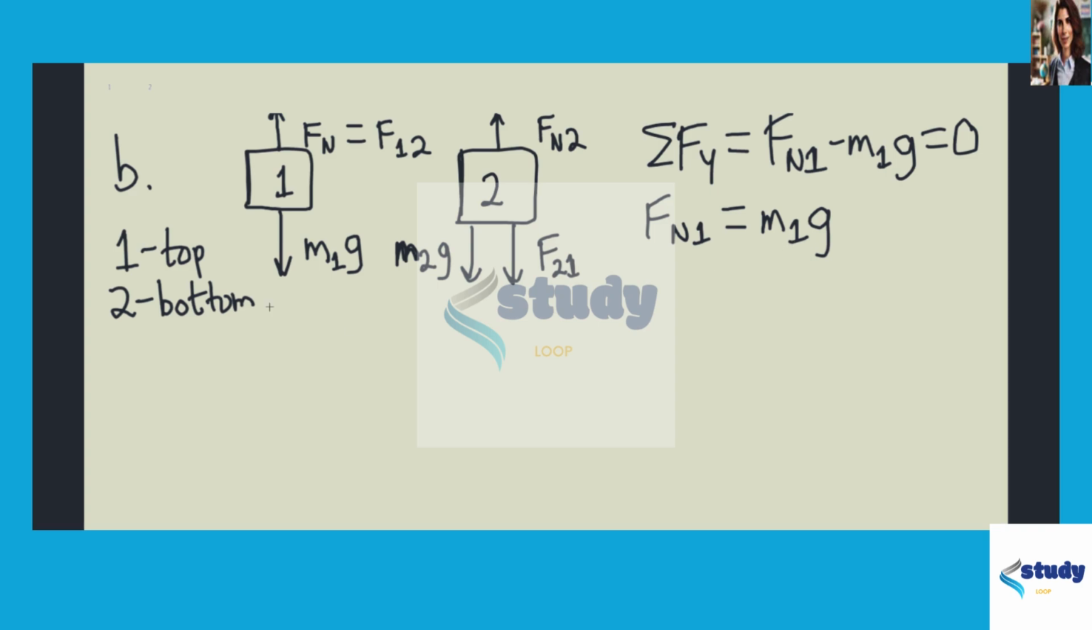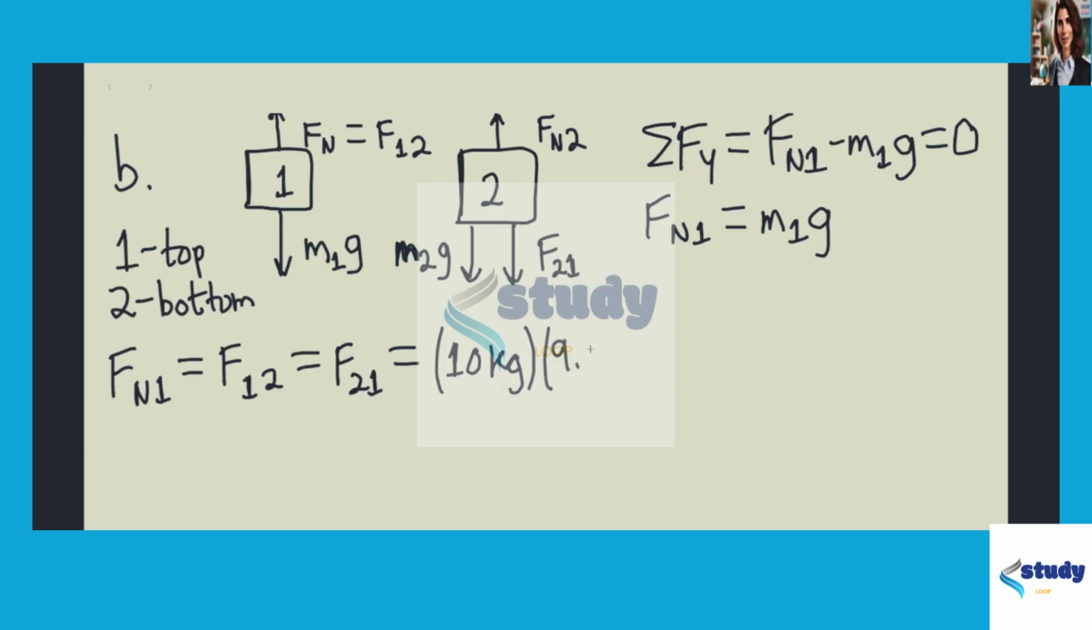At this point, we can say that F sub n1 is going to be equal to F sub 1,2, which would be equal to F sub 2,1 due to Newton's third law of motion. And this is going to equal 10 kilograms times 9.8 meters per second squared. And this is giving us 98 newtons.